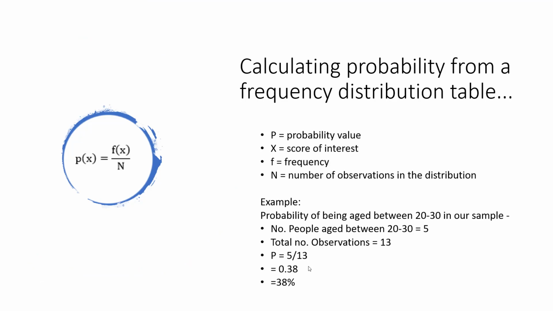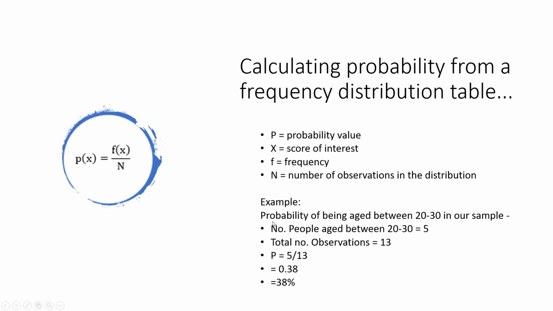Now, that's okay, but it's not necessarily that useful when we're thinking about doing research in the way that we are. And one of the things that we can do is build on the frequency distribution table that we created before, and we can look at calculating the probability of falling into one of those categories based on the number of observations that we have. So P is the probability value, X is a score of interest, F is a frequency, and N is the number of observations. And we can use this formula here. P of X, whatever that is that we're interested in, is the frequency of X divided by N.